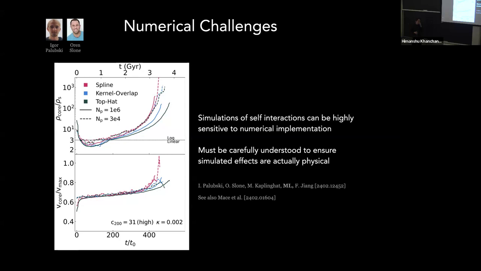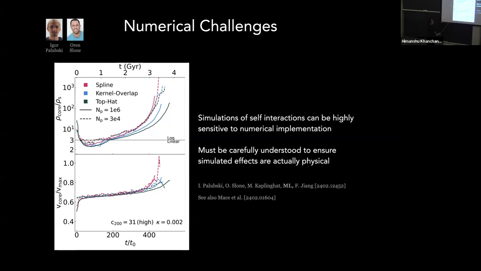So this is very technical, and the plot I threw up here is also very technical. But I just wanted to show this. It shows the evolution of pore density as a function of time. The rough expectation for self-interactions is that you start off by decreasing. This is where you form your large core and then you collapse there.